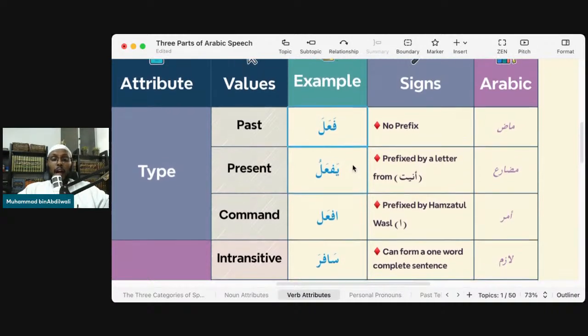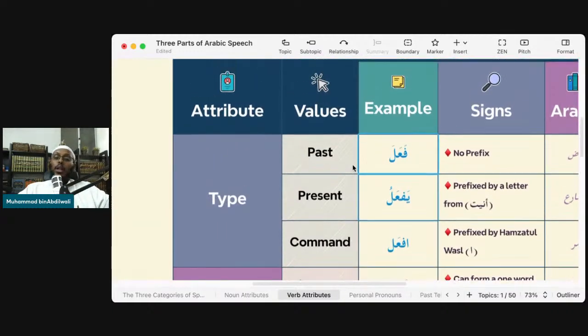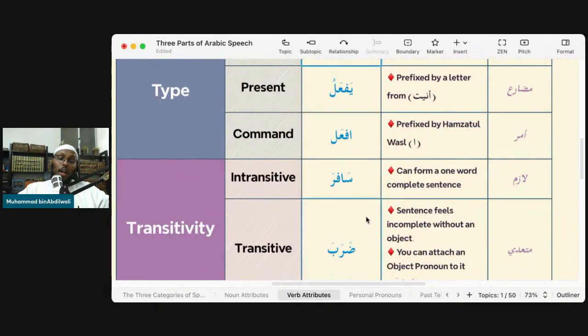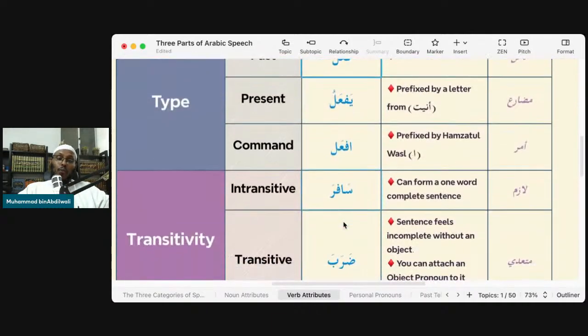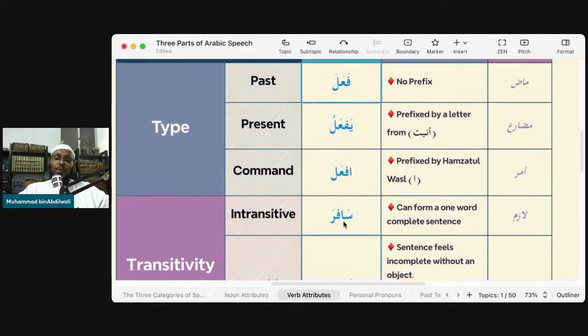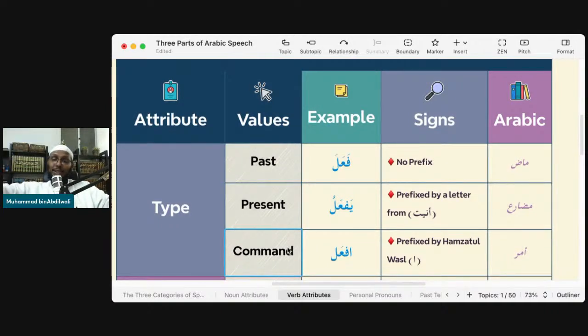That's one thing. So the Arabic verb type, extremely important. Because every verb you come across is going to be one of these three. It's either going to be fi'l madi or fi'l mudari or fi'l amr. Okay, then we have another attribute that every single verb has. And remember, whenever we say attribute of something, it means all verbs have this in common. Yani every verb that you come across has to have one value from one of these. It has to tick one of these boxes.